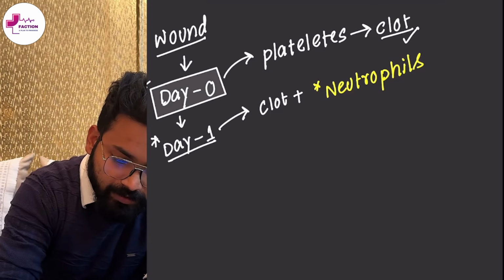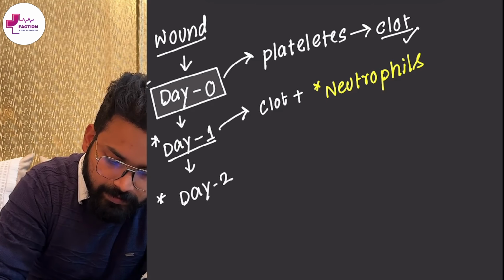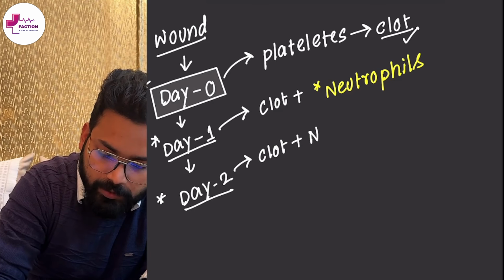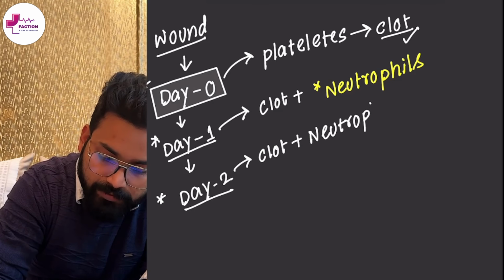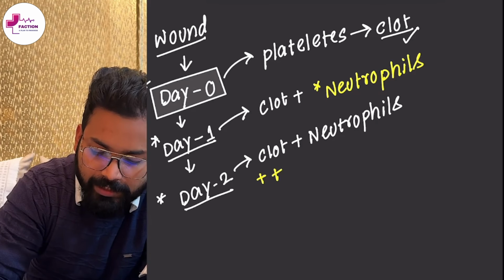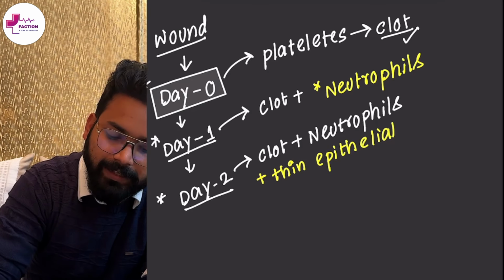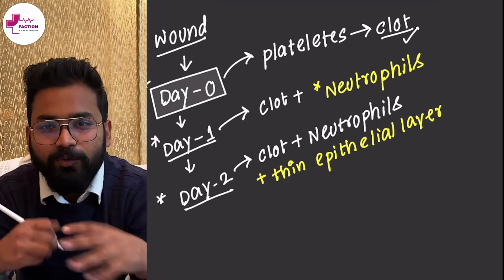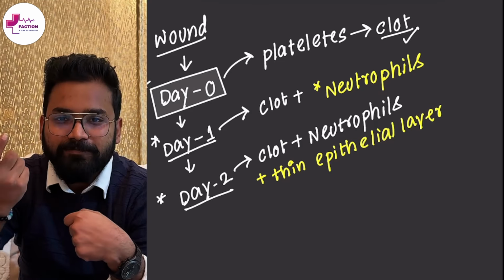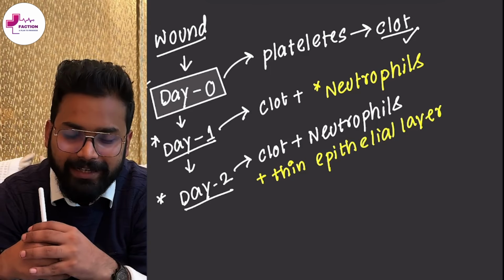After that, on day 2, at the start of day 2, you already have clot, you already have neutrophils. Now we will see something new. Other than neutrophils, you will see a thin epithelial layer is formed. Now what is a thin epithelial layer? A thin epithelial layer is the one which you peel off after the first day or second day. We human beings by intention pull that off. This is the thin epithelial layer that is formed during the second day.